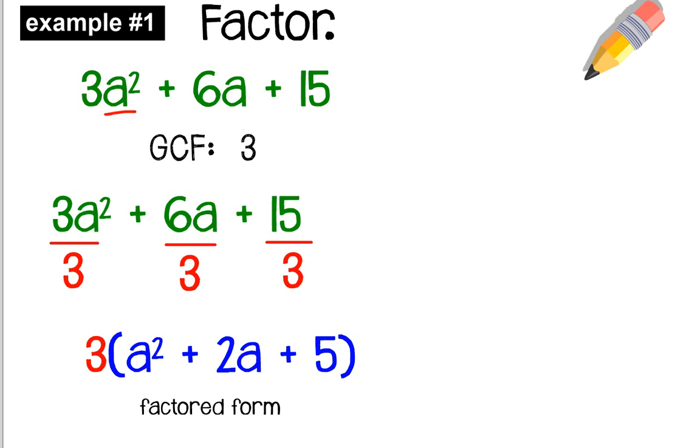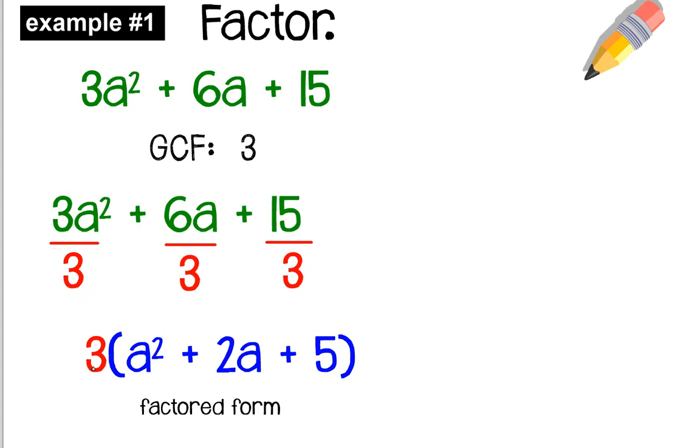Now, the first term has an a, the second term has an a, but the third term does not. So they do not all share the same variable, so there is no variable GCF. So the GCF for this entire polynomial is just the number 3. I'm going to divide every single term by my GCF. And when I do that, I take my GCF and I write that first.